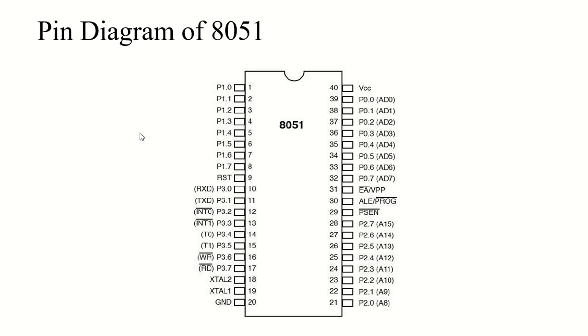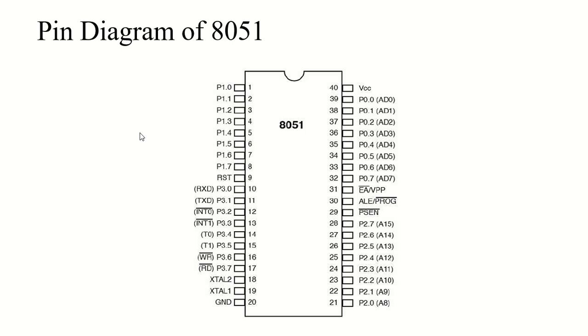Now what if port 2 is not configured as an input port initially? You have to make it an input port, and to make port 2 an input port, it must be programmed by writing 1 to all of its bits, same as port 1 and port 0.